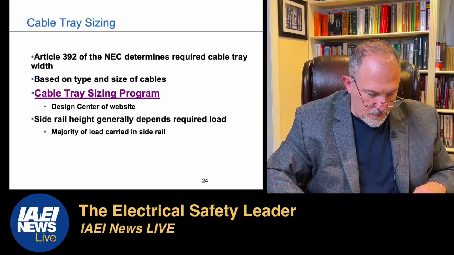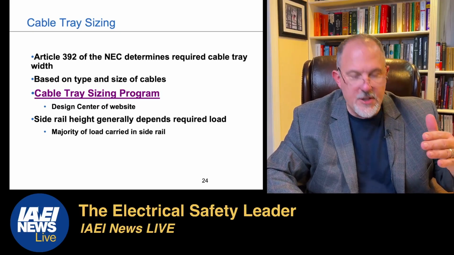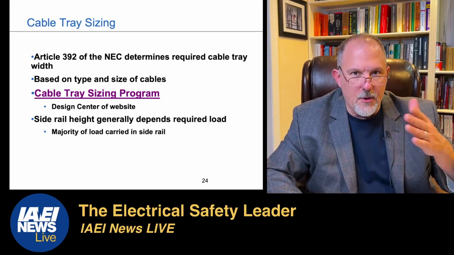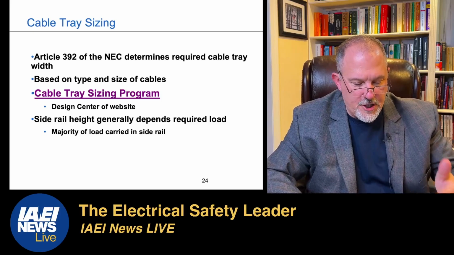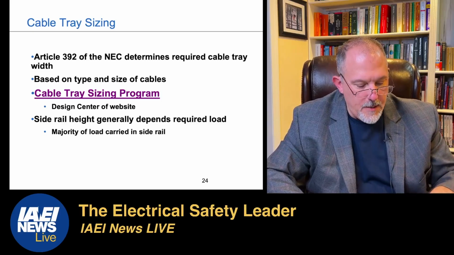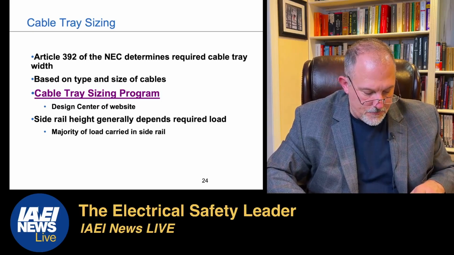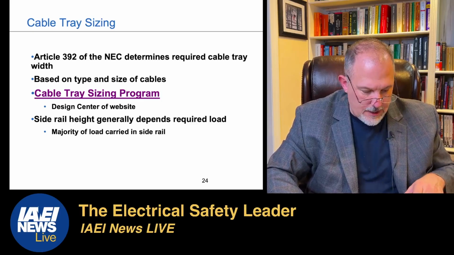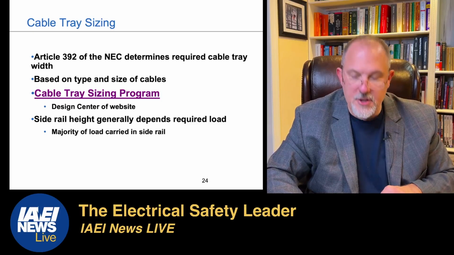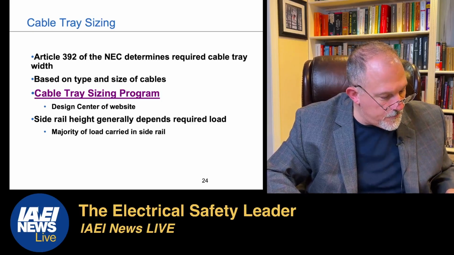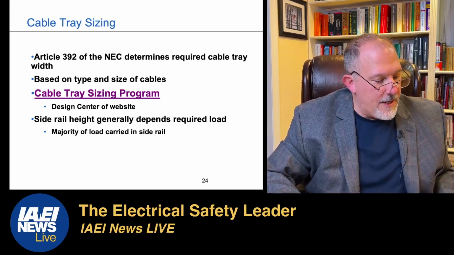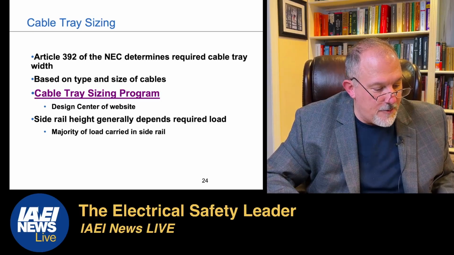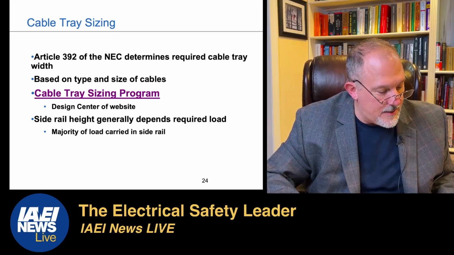Since we mentioned Article 392, the way it's laid out, Part 1 is general, which only has the scope. Part 2 is your installation. You have uses permitted in 392.10, uses not permitted in .12, and 392.18 is your cable tray installation, complete system. Cable tray shall be installed as a complete system.